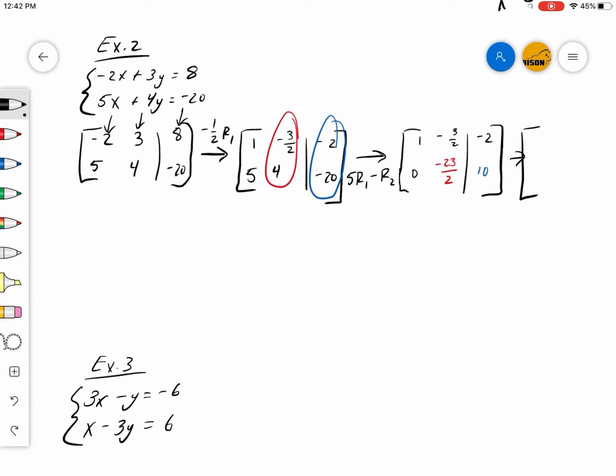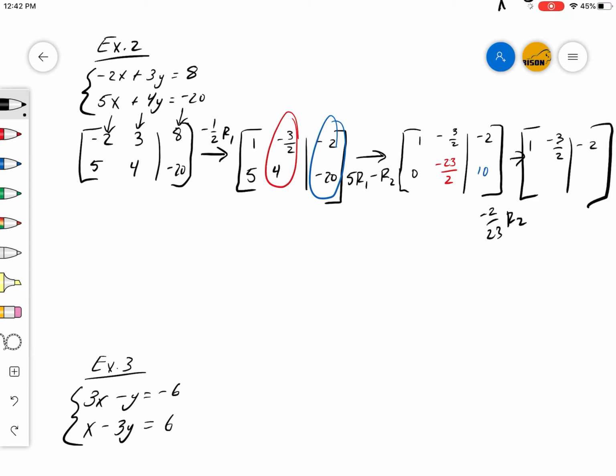And also you'll notice my brackets get larger and larger as I go. It's just the way it happens. All right, I'm thinking now we need to get that -23/2 into being a 1. Remember, to get 1s, we can just multiply by the reciprocal. So I'm thinking -2/23 row 2 would be our best row operation there, because it's not going to change row 1.